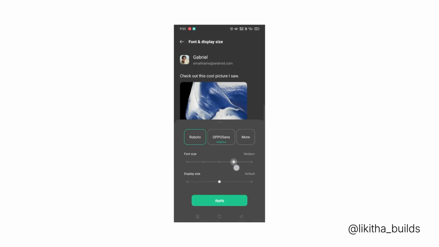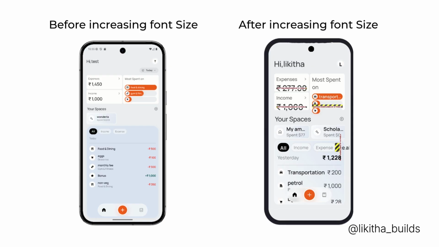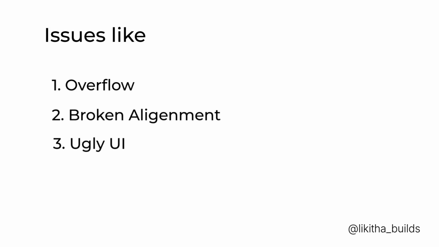When a user increases the font size in the system setting, Android increases something called the text scale factor. Flutter reads the value and multiplies all your text with it. So, if your font size is 16 and the system scale is 1.3, the new font size becomes 20.8. But your layout was designed for 16, not for 20.8 font size. That's when you see overflow, broken alignment, and ugly UI. Flutter didn't fail. Your layout could not handle the scaling.